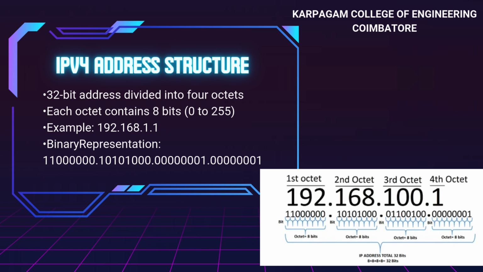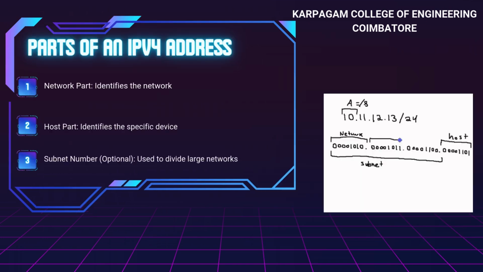Then we have to look at the parts of an IPv4 address. An IPv4 address is divided into 3 main parts: the network part, the host part, and the subnet number. The network part identifies the network the device belongs to, and the host part uniquely identifies the specific device within that network. The subnet number further divides a larger network into smaller subnetworks for better management.